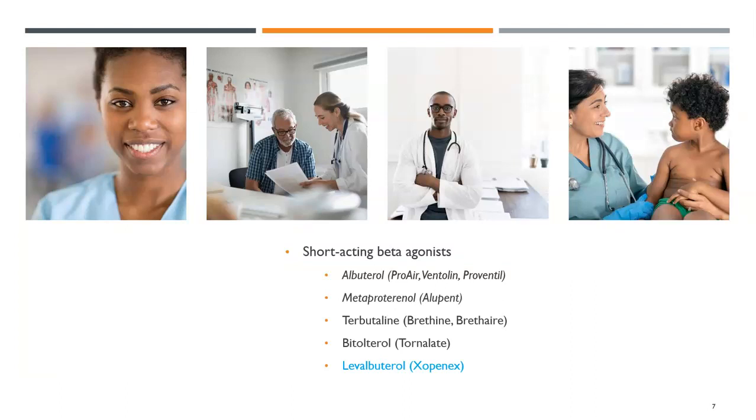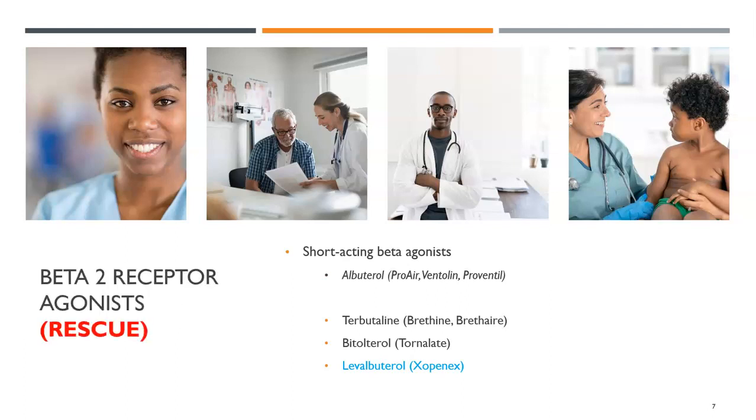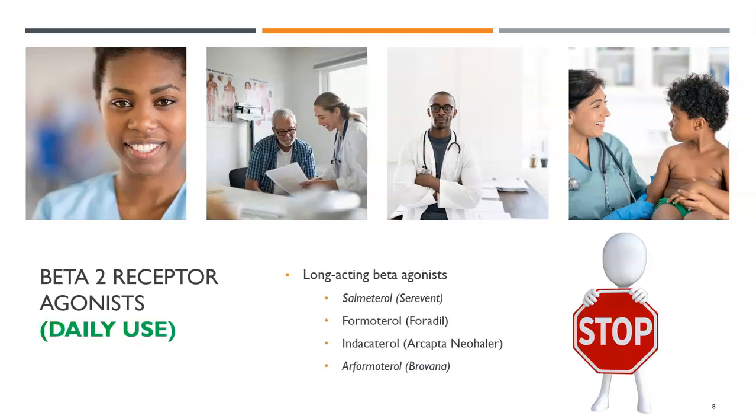So some of the short-acting beta agonists, you've probably seen like Xopenex, ProAir, Ventolin, Proventil. I'm not quite sure if Alupent is still on the market. That one may actually be gone. So we'll kind of move that one. But the short-acting beta agonists are the rescue medication. So easy to remember. It's short-acting. It's going to happen really fast. The long-acting, on the other hand, those are for daily use, like the Serevent, the Foradil, the Brovana.